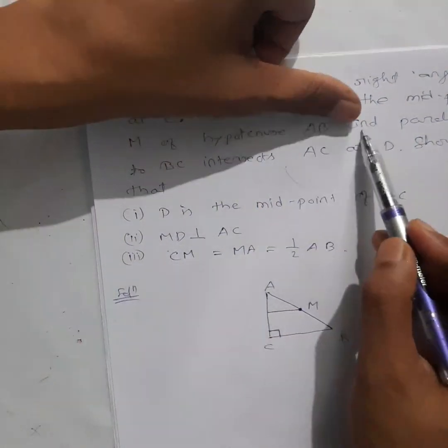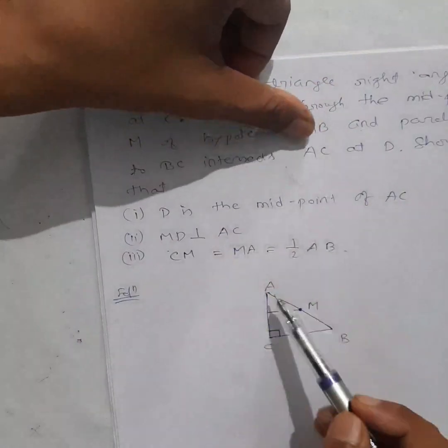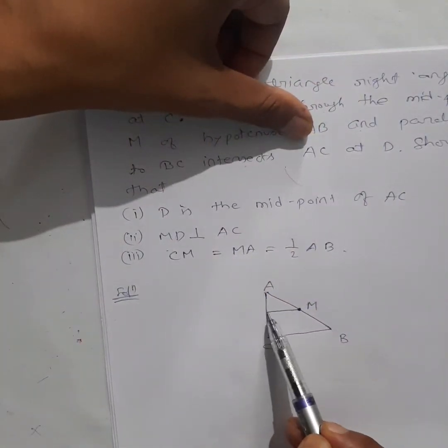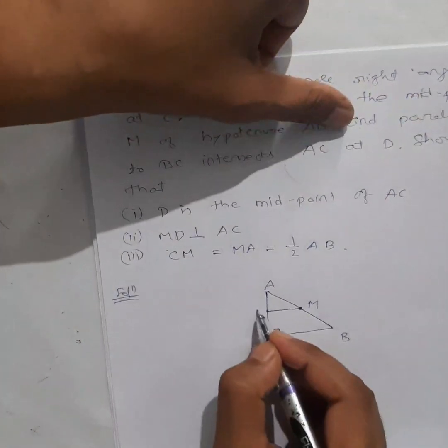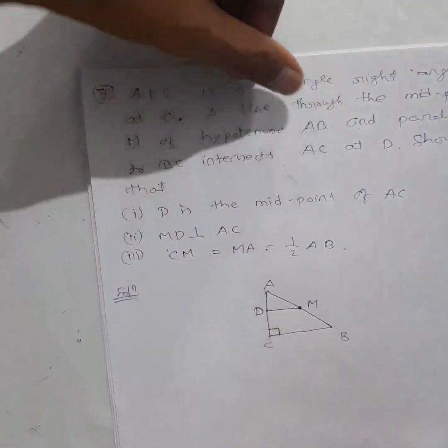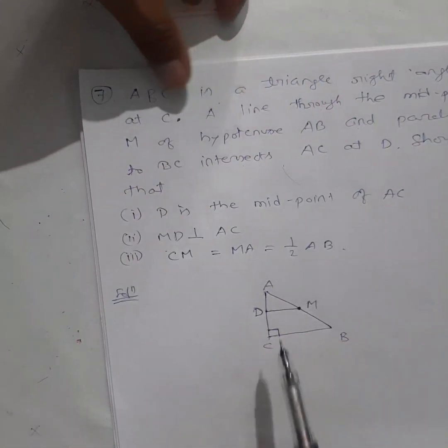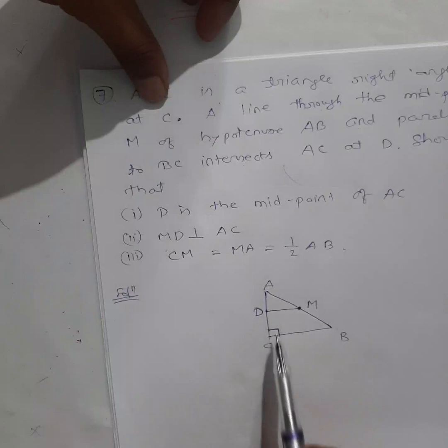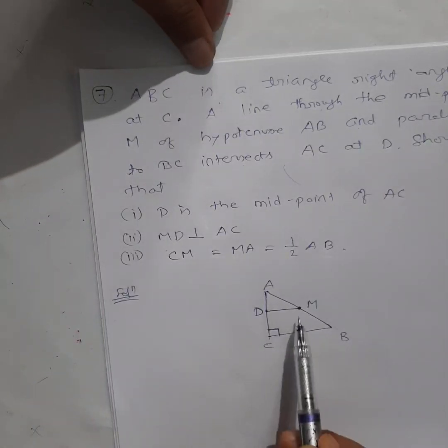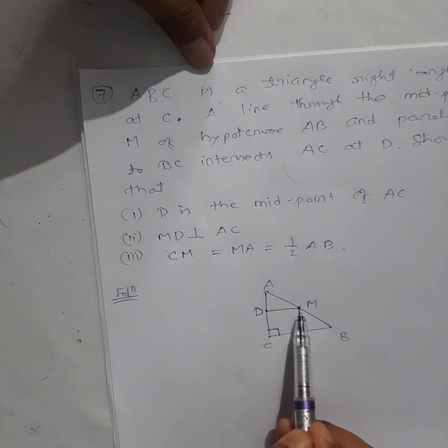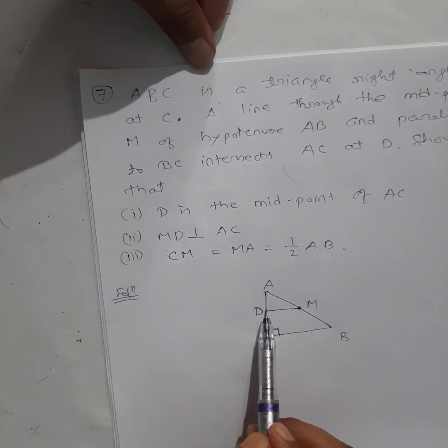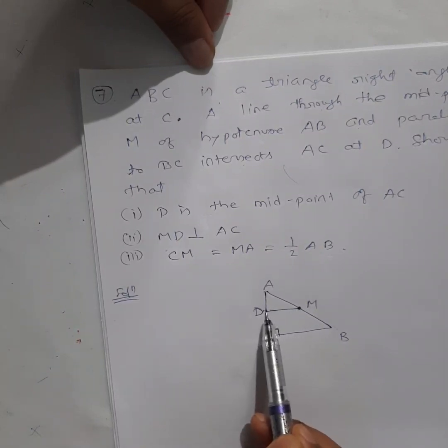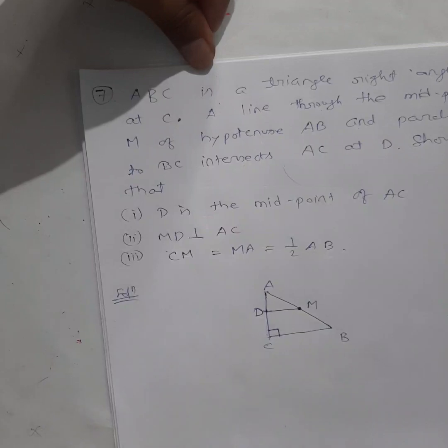Let's name this one. They have said the line parallel to BC intersects AC. You can see this line intersects AC at this point, at D they have said. So this point is named D. Again I repeat what they have said. They have given a right angle triangle, right angled at C, and a line through midpoint M parallel to BC intersects AC at D. So this line intersects AC at D.